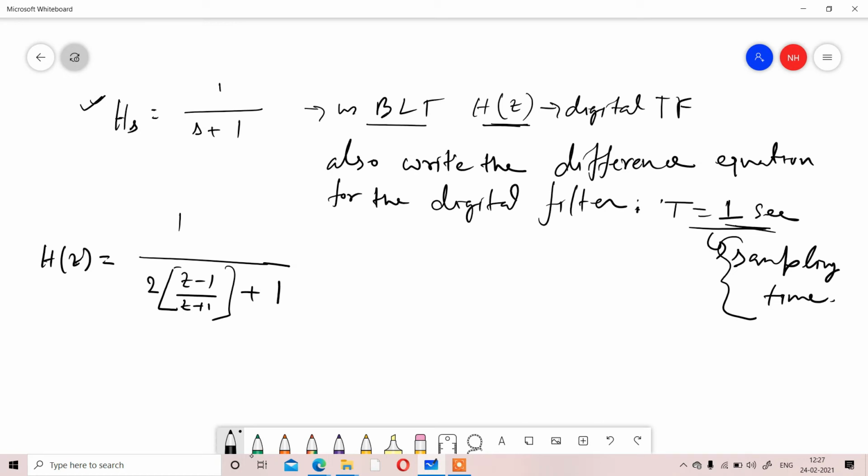So simply if we solve it, you will get an expression like that: (Z plus 1) by (3Z minus 1). That will be your H(Z). Simply simplify that part, you will get that expression. So obviously that will be your digital transfer function.